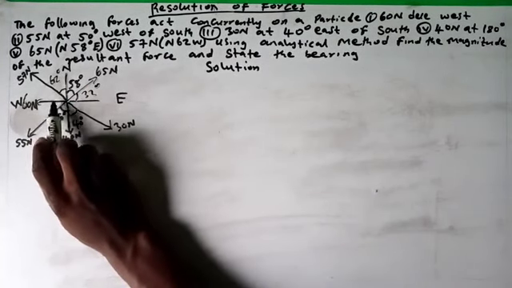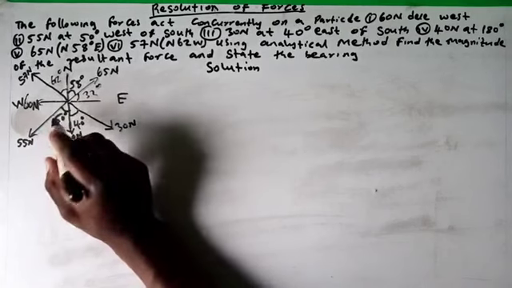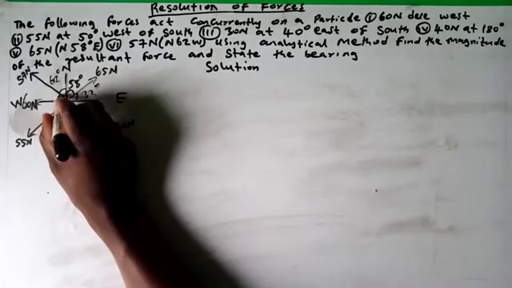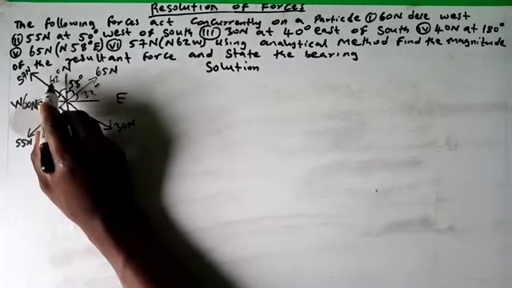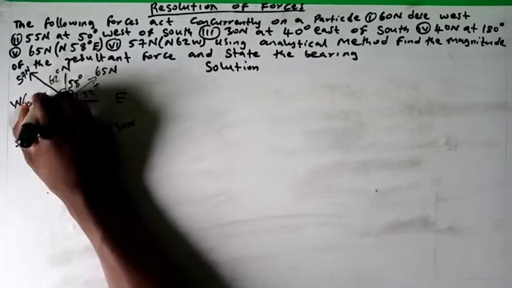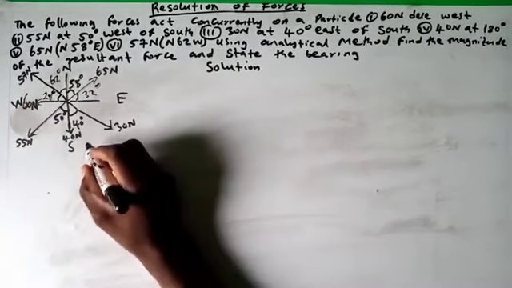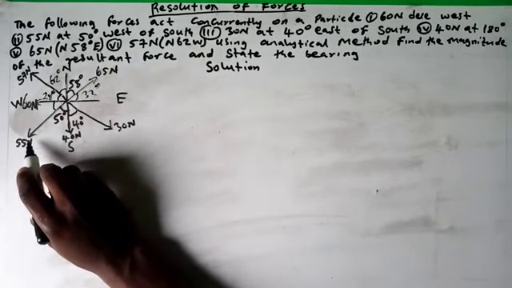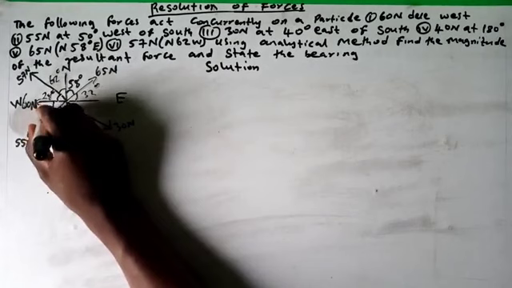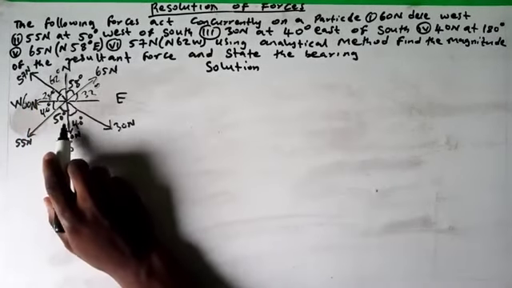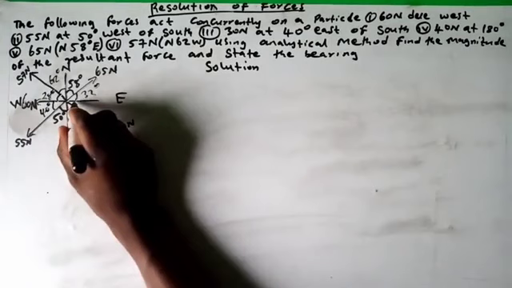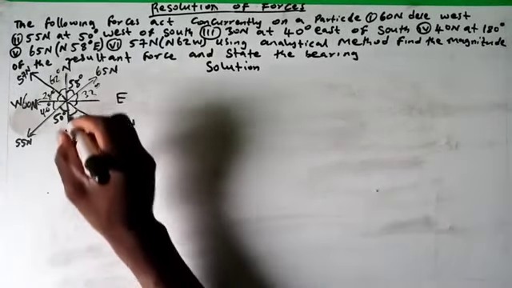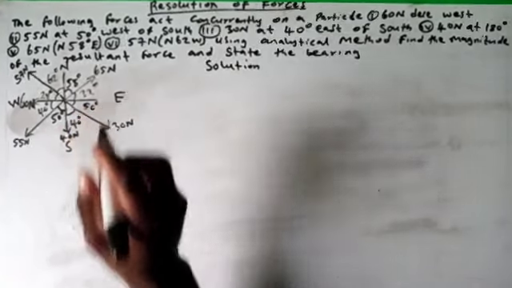Same thing applies here. From here to here is 90. For us to know the angle of inclination of this 57 Newton with the horizontal, we subtract 62 from 90, which is 28 degrees. The same thing is here. The angle of inclination of this 55 Newton with the horizontal is 40 degrees, which is 90 minus 50. This one too, the angle of inclination of this 30 Newton with the horizontal is 50 degrees.